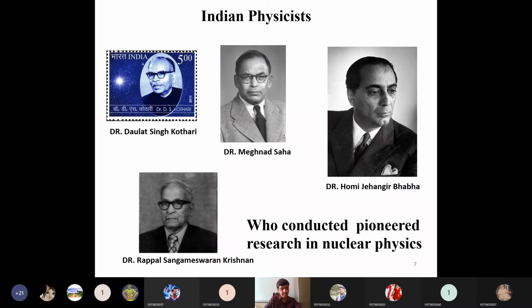Then the next one is R.S. Krishnan. Okay, popularly known as R.S. Krishnan. He is also an Indian physicist who was a pioneer in conducting experimental physics work in the nuclear energy domain.